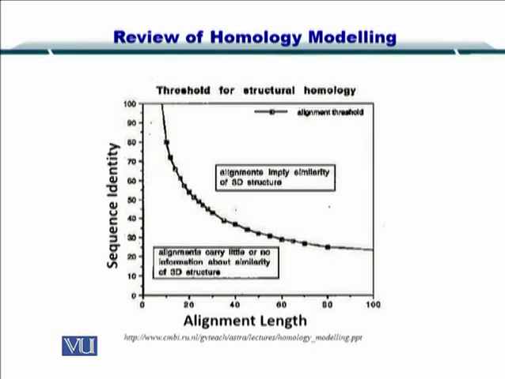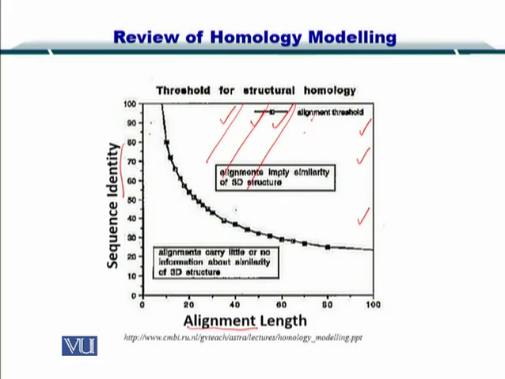If you look at this graph, we had alignment on the horizontal axis and sequence identity on the vertical axis. If you have a high alignment score and high identity, then we could go for homology modeling. This is a very important point that you should remember. This is the area where homology modeling can work very nicely.